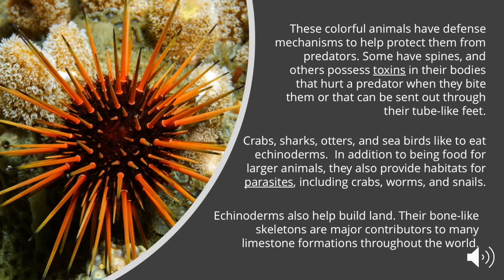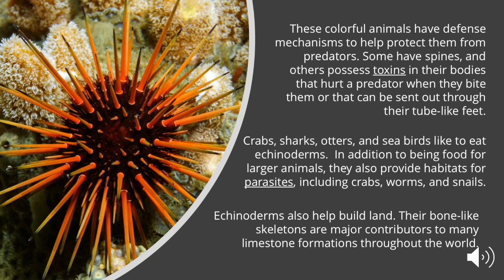These colorful animals have a defense mechanism to help protect them from predators. Some have spines, and others possess toxins in their bodies that hurt a predator when they bite them, or that can be sent out through their tube-like feet. Crabs, sharks, otters, and seabirds like to eat echinoderms. In addition to being food for larger animals, they also provide habitats for parasites, including crabs and worms and snails. So they also provide shelter for some animals like the Cnidarians did, and that the Porifera did as well.